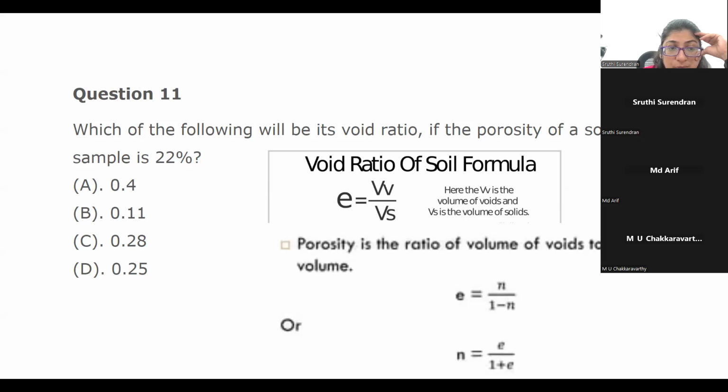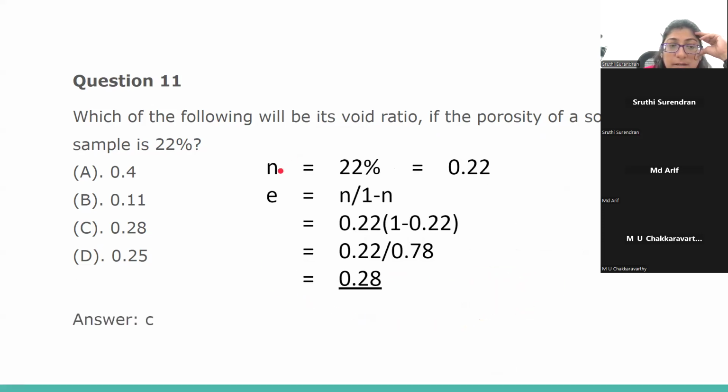Okay, so let's move on to the solution. As the formula here states, we have been given the porosity, which is 0.22. Porosity is linked to void ratio using the formula n by 1 minus n. So if you substitute the value 0.22 into 1 divided by 1 minus 0.22, we get the value as 0.28, which is option C.